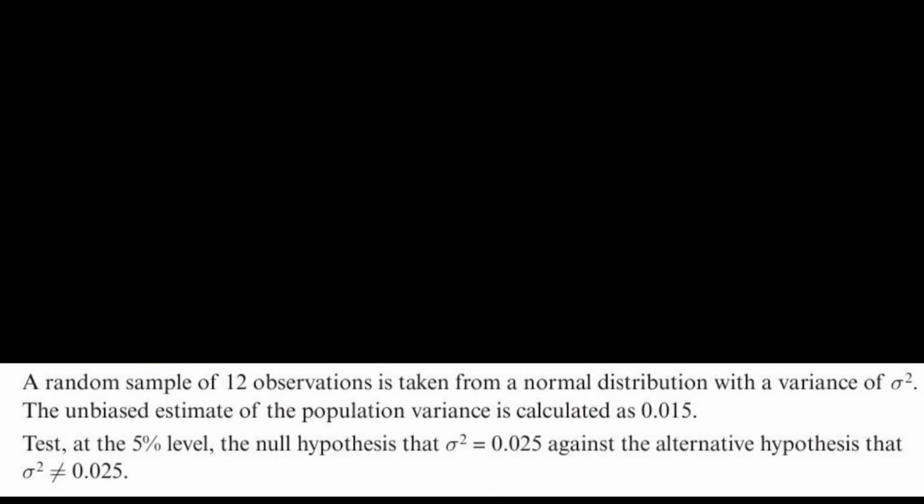In this particular example, we're told that a random sample of 12 observations is taken from a normal distribution with a variance of sigma squared. The unbiased estimate for the population variance is calculated as 0.015, and we've been told to test at the 5% significance level the null hypothesis sigma squared equals 0.025 against the alternate hypothesis that sigma squared is not equal to 0.025.